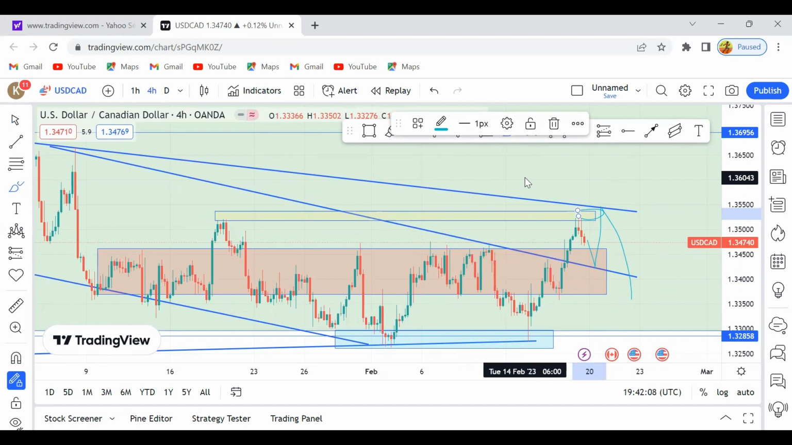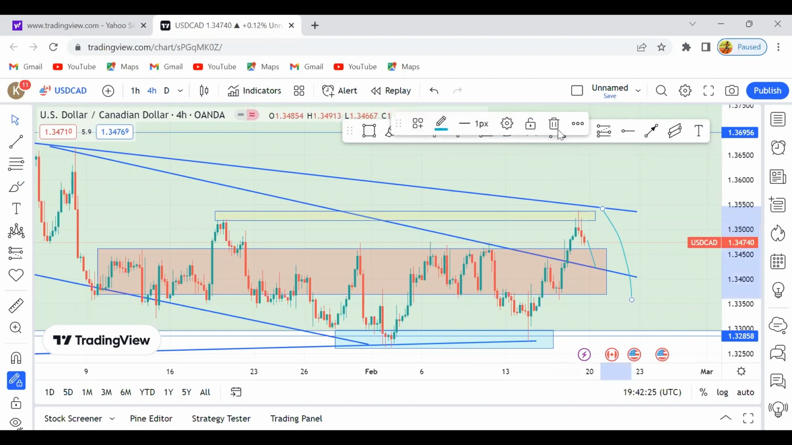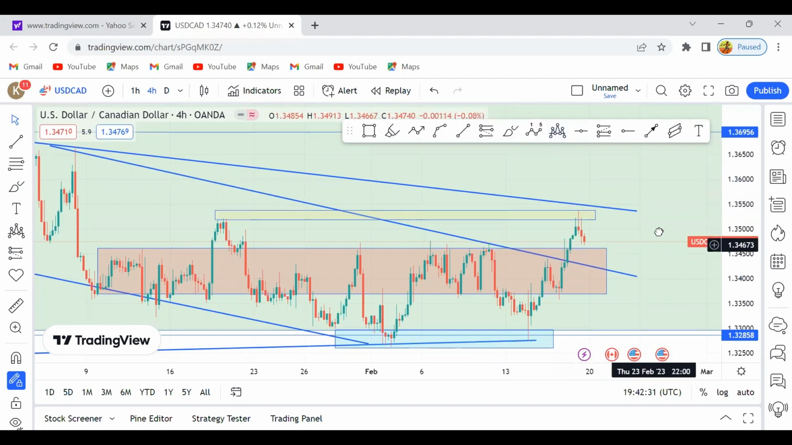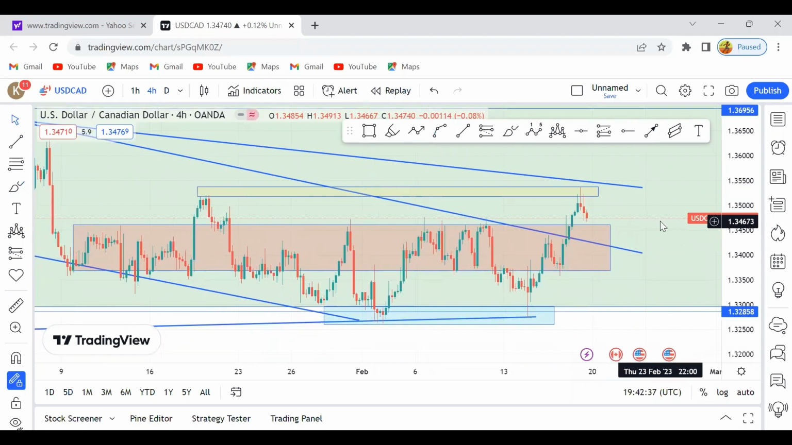But for now, what I can say is that we're waiting for this buy momentum or buy movement before we can analyze anything any further. Okay, so seeing USDCAD ranging in this type of formation, this is what we're actually expecting on USDCAD.